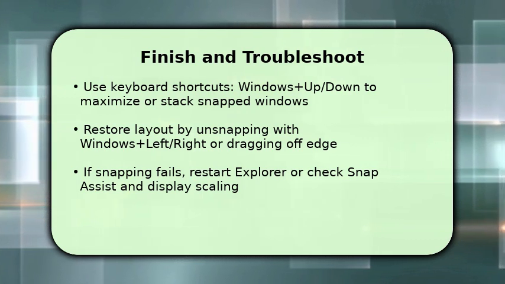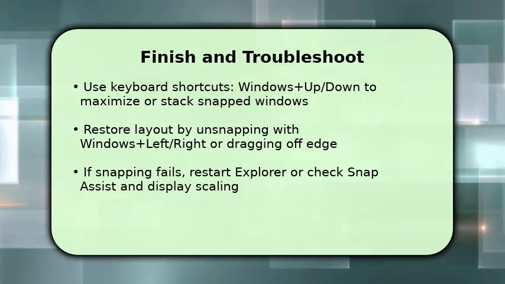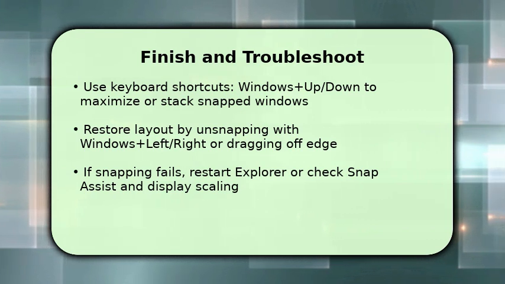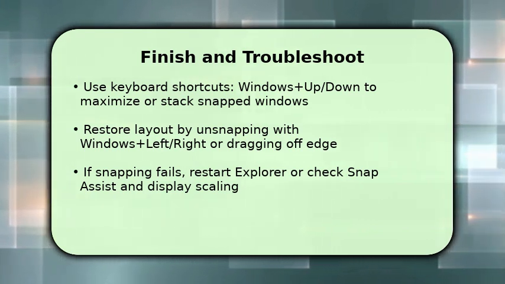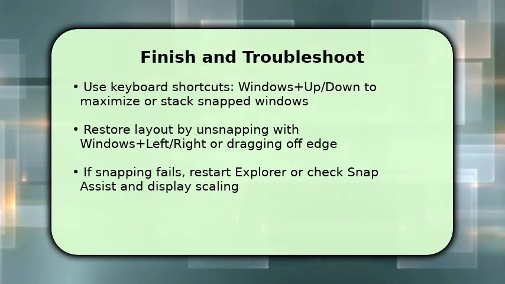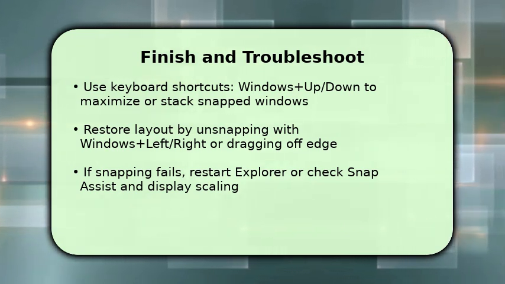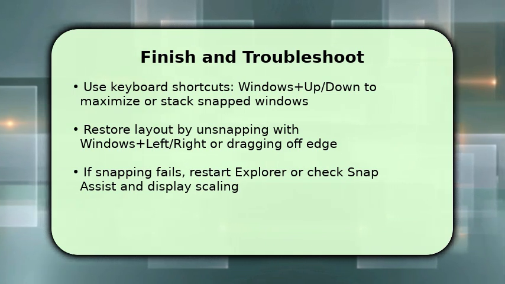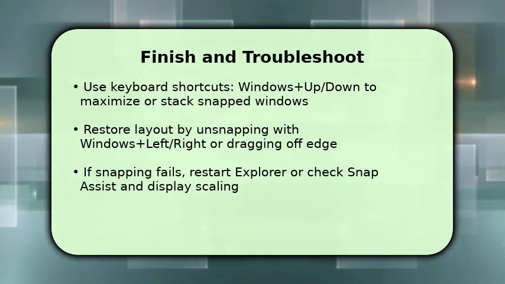If a window won't snap, try dragging it off and back, or use the keyboard commands to reapply the split. As a troubleshooting tip, if snapping consistently fails, restart Explorer or check Snap Assist, display scaling, and multi-monitor settings. These often block snapping or misplace windows.